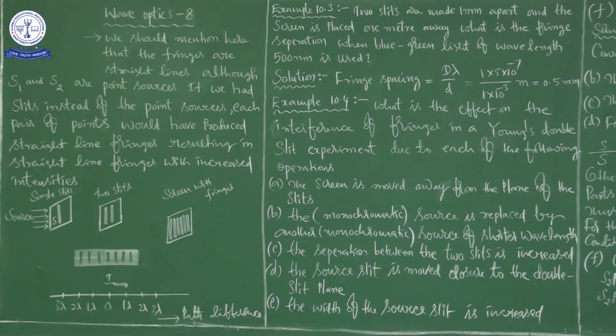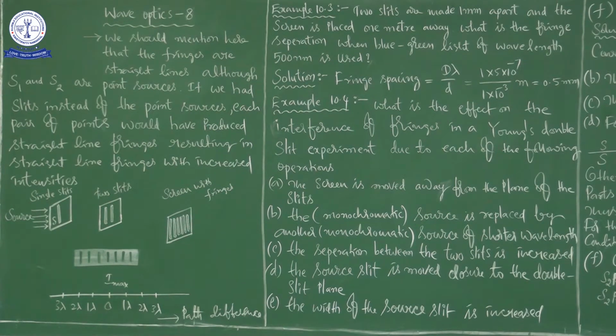In continuation to that, in this class, first we are going to discuss some information related to the previous class. See here, we should mention that the fringes are straight lines, although S1 and S2 are point sources. You know very well from our last class what S1 and S2 are: the two slits, the two pinholes, which act like point sources.